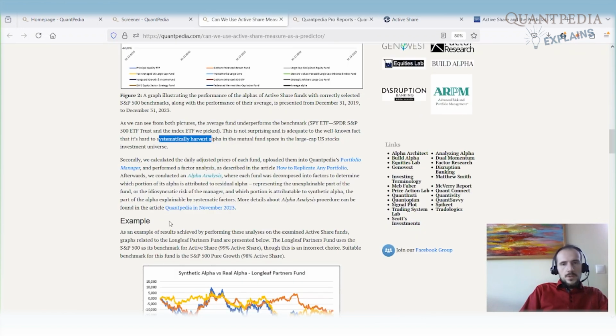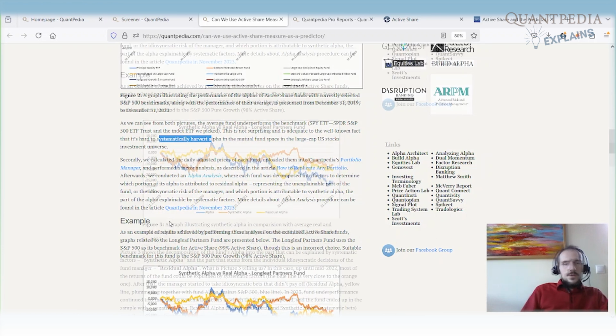We took the performance of all of the funds, and on each of the funds we ran the alpha analysis, and we were interested to see if that outperformance, or in our case underperformance, is driven by systematic factors or if it's driven by idiosyncratic stock-picking abilities of individual managers. And here are the results.